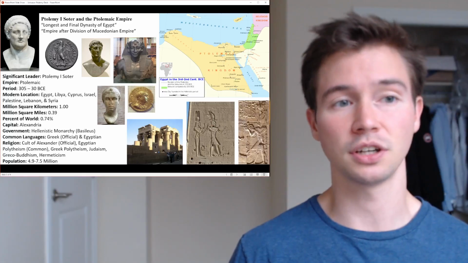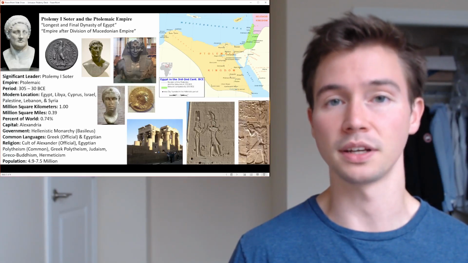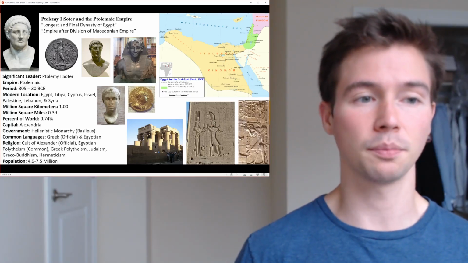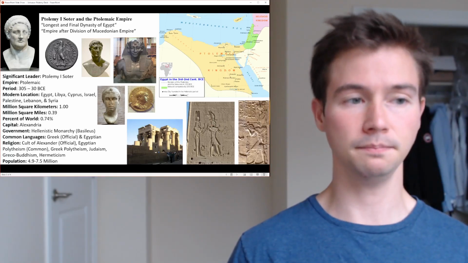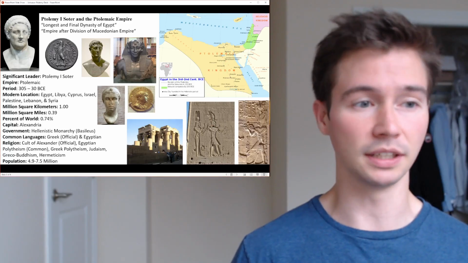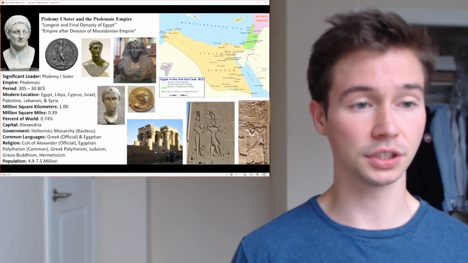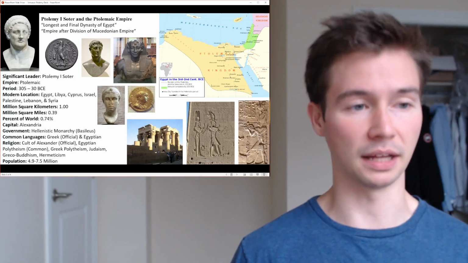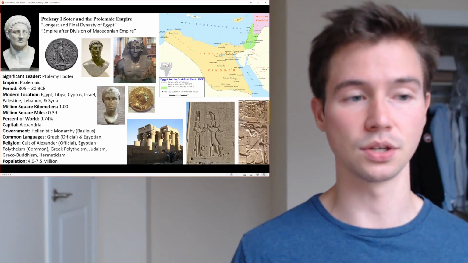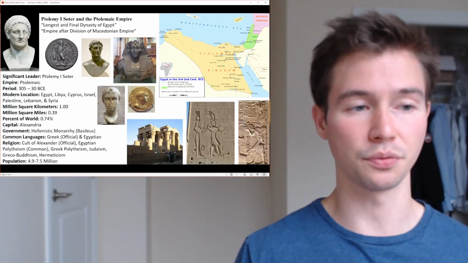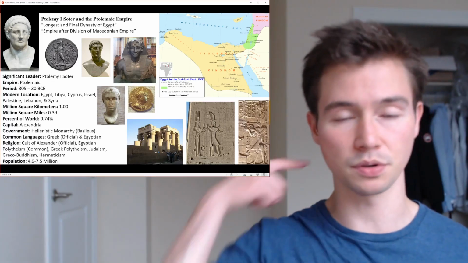Empire after the division of the Macedonian Empire. Significant leader, Ptolemy I Soter. Empire, Ptolemaic period, 305 to 30 BCE. Modern location, Egypt, Libya, Cyprus, Israel, Palestine, Lebanon, and Syria. Million square kilometers, 100 million square kilometers, 0.39% of the world, 0.74%.